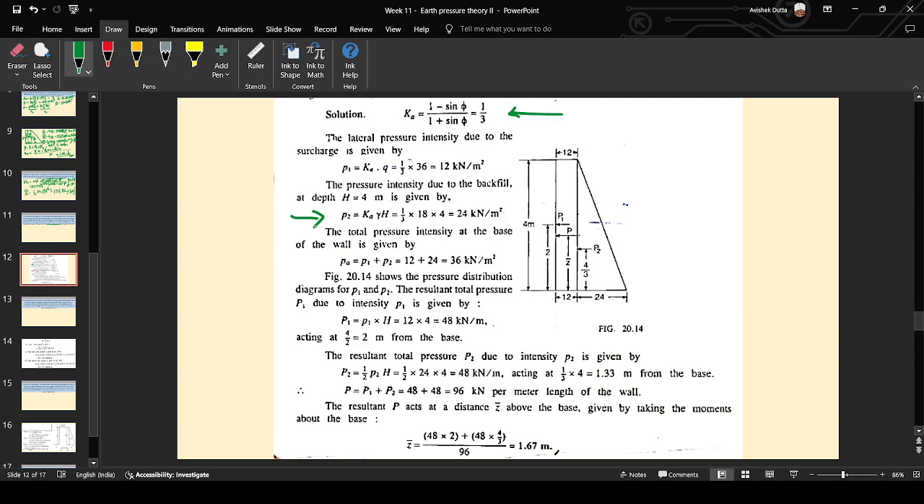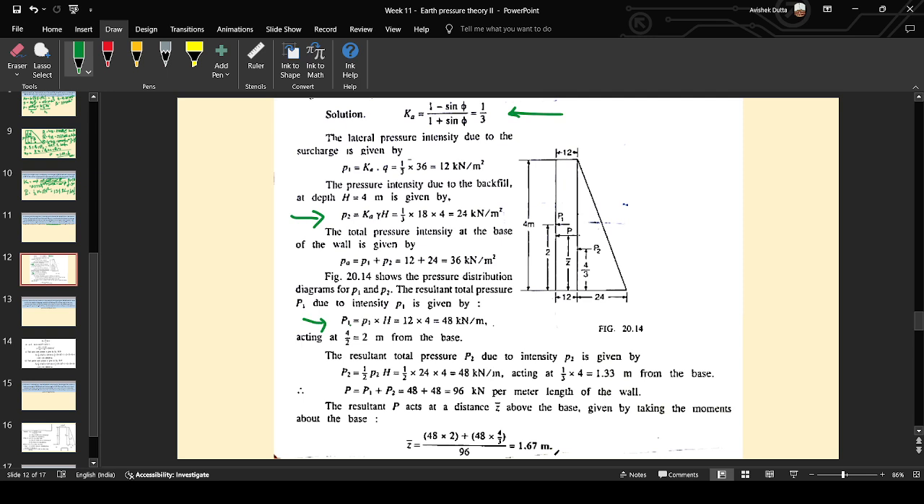So now the total pressure intensity at the base of the wall, p1 plus p2, is 36 kilonewton per meter square at the base of the wall. It is the pressure intensity. Now finding out the total thrust per unit length of the wall. So capital P1 equals small p1, the intensity, into the height, that is 48, acting at 4 by 2, 2 meters from the base.